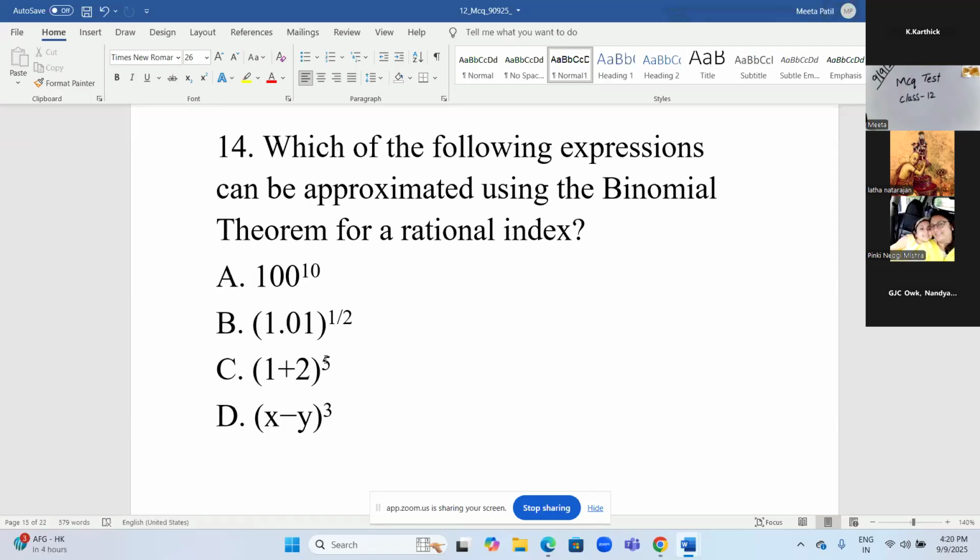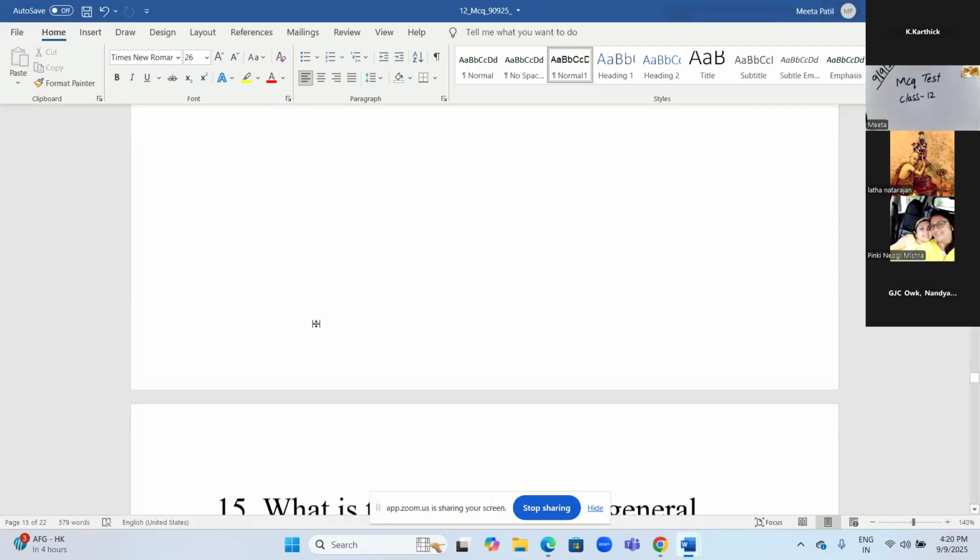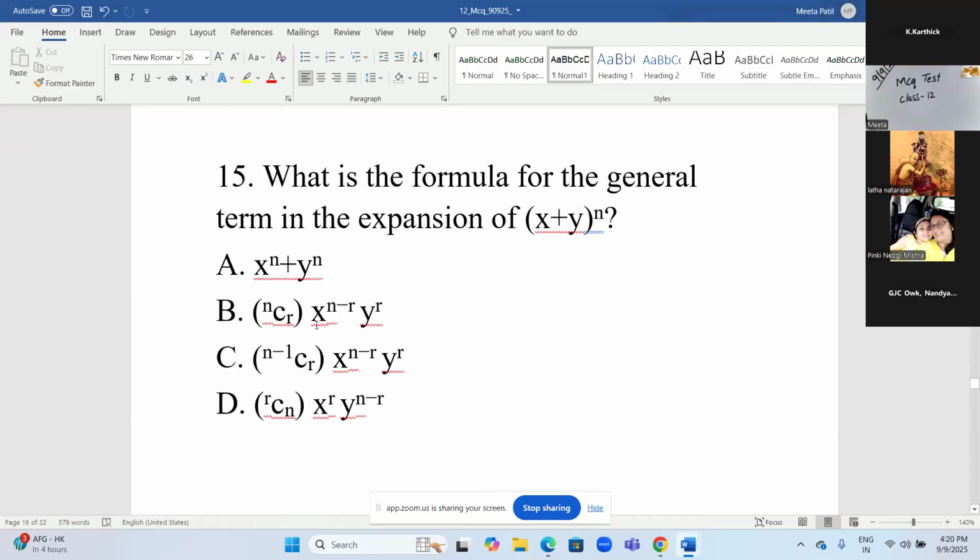Okay, students. So we will move for the next question. Your 15th question is, what is the formula for the general term in the expansion of (x + y) power n? Option A is x power n plus y power n. Option B is nCr into x power n minus r into y power r. Option C, (n - 1)Cr x power n minus r into y power r. And option D is rCn x power r into y power n minus r.